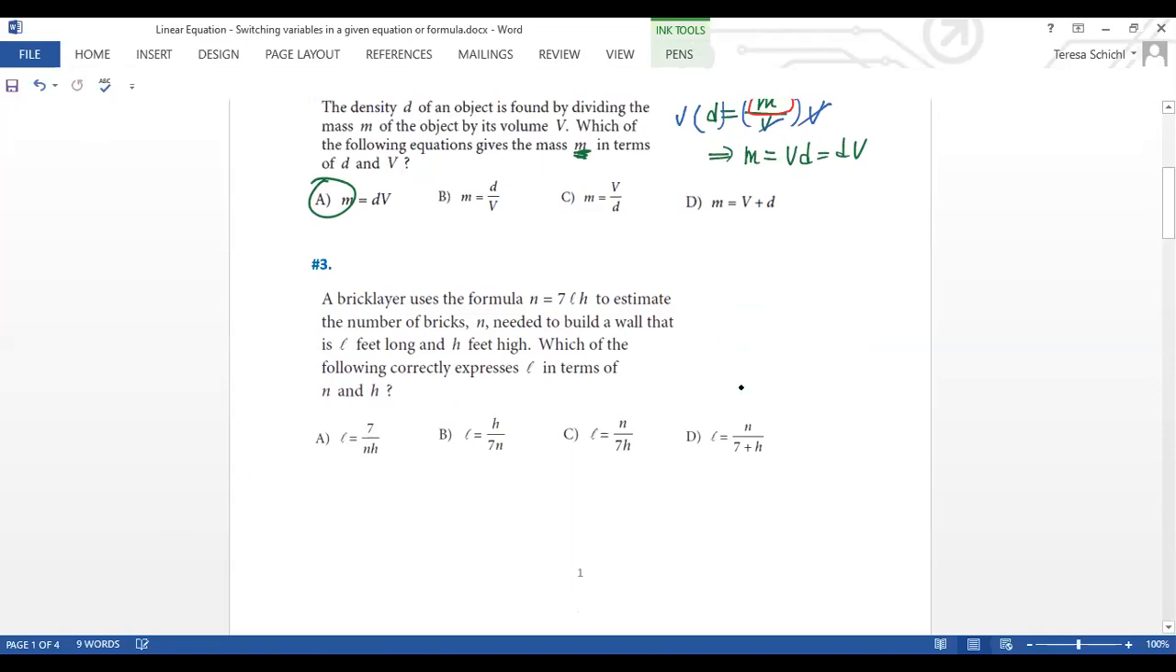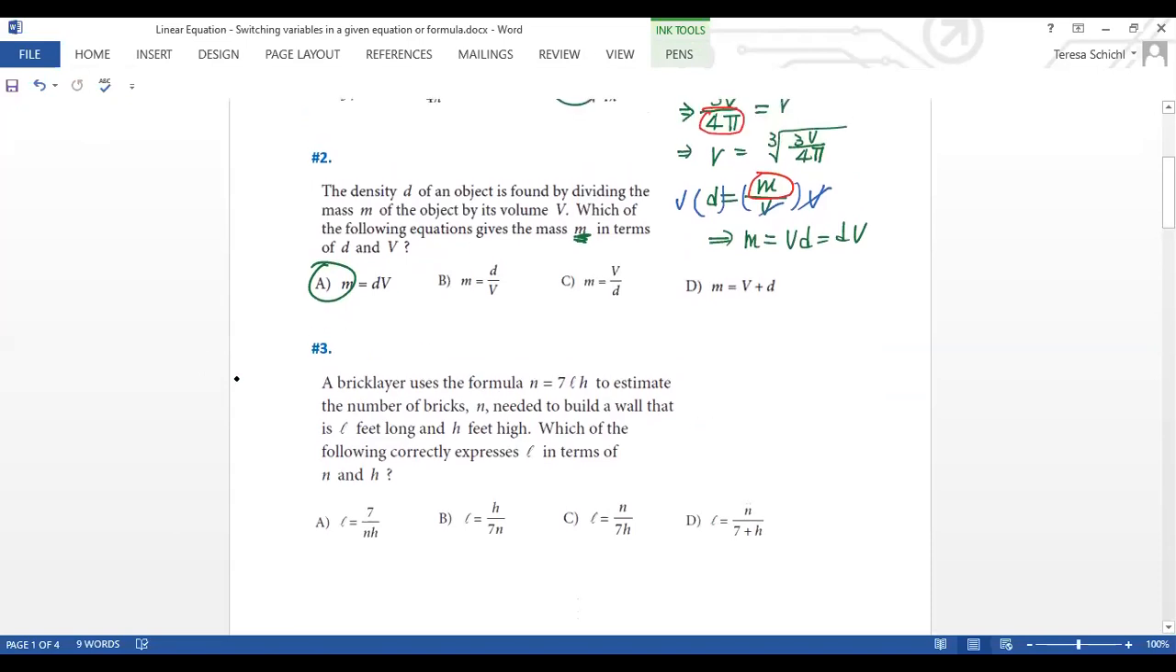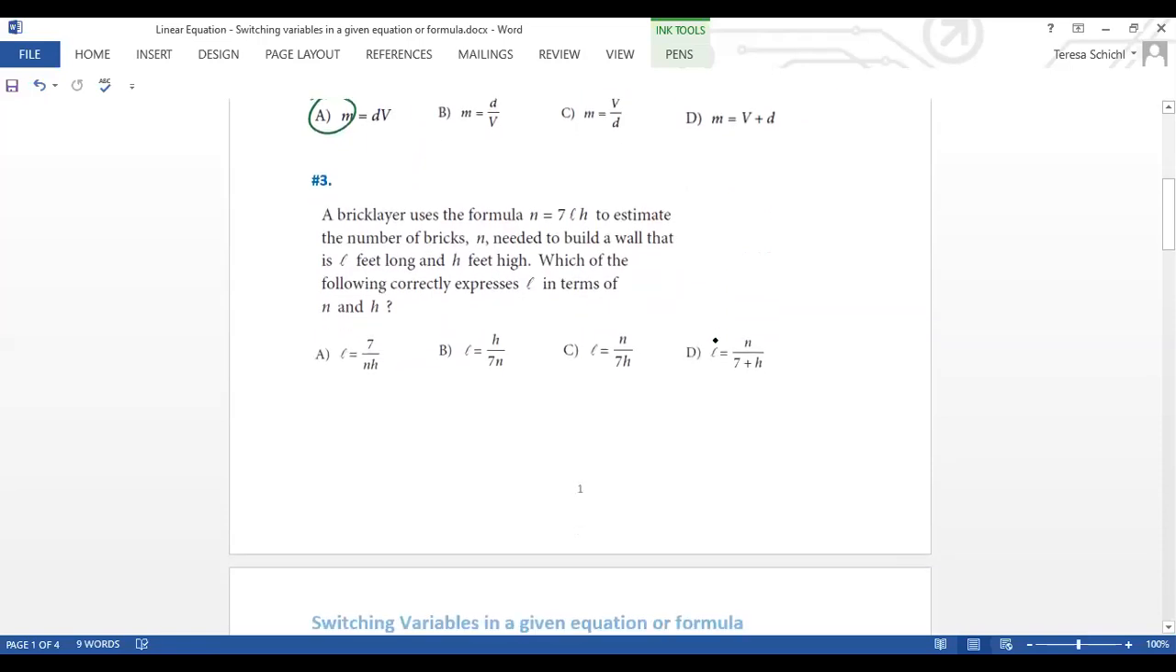As long as you write it out, so this problem, the SAT is trying to test whether you can read the word problem, put it into equations, and understand what it wants you to do. Okay, number 3 is here.